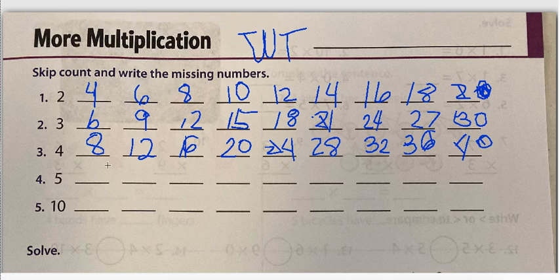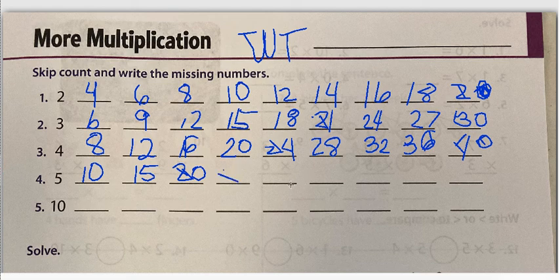Now in number 4, we have to skip count by what? 5. You got that right. So 5, 10, 15, 20. And then we have 25. This one is easy peasy lemon squeezy because we've been doing skip counting by 5s all the time. So we have 5, 10, 15, 20, 25.